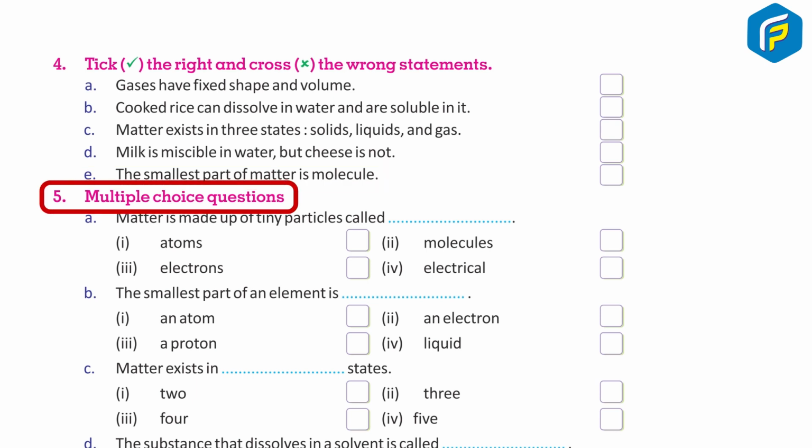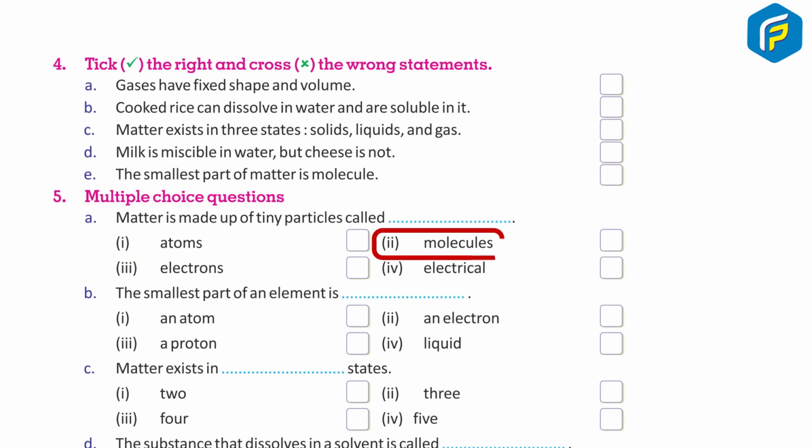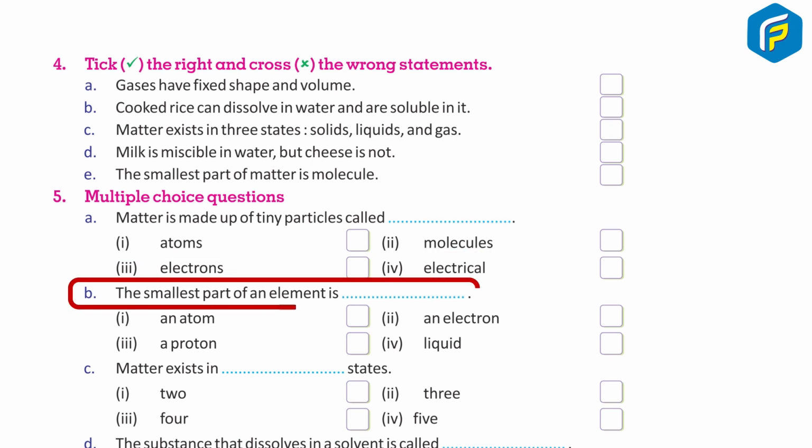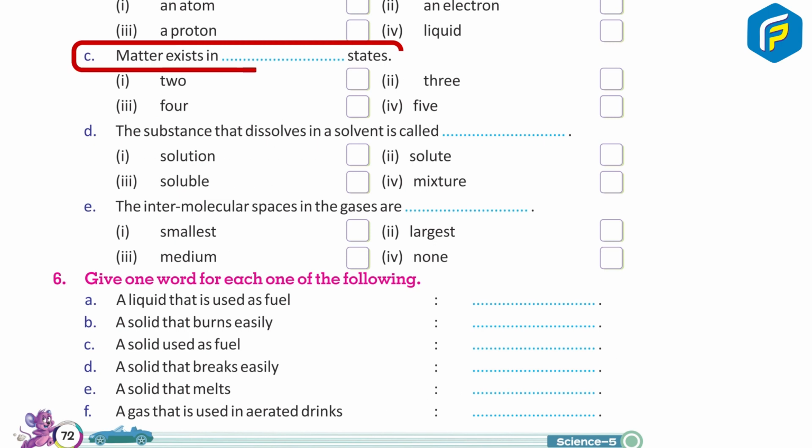5. Multiple choice questions. A. Matter is made up of tiny particles called dash: 1 atom, 2 molecules, 3 electrons, 4 electrical. B. The smallest part of an element is dash: 1 an atom, 2 an electron, 3 a proton, 4 liquid. C. Matter exists in dash states: 1 2, 2 3, 3 4, 4 5.